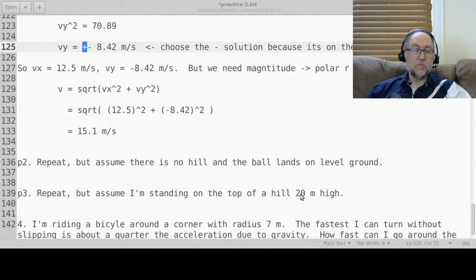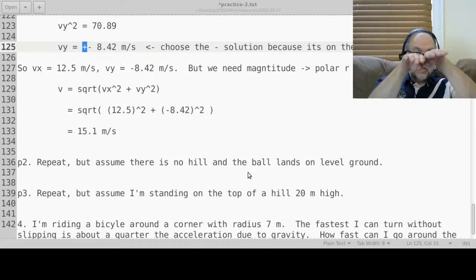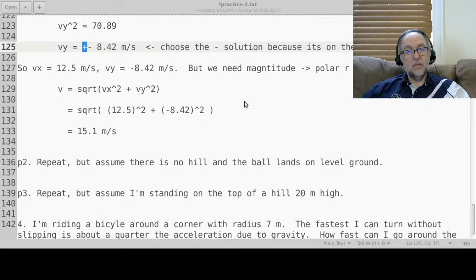There are a couple of practice problems, and these are problems to just do on your own, in addition to the assignment problems that I'm going to be giving you for next week. If you do 1, 2, and 3 here, you've pretty much done all the possibilities. In 1, you're below where it lands, in the other one you're above where it lands, and in the third one you're at the same level. So you've practiced all 3 possibilities, and you should be good then.